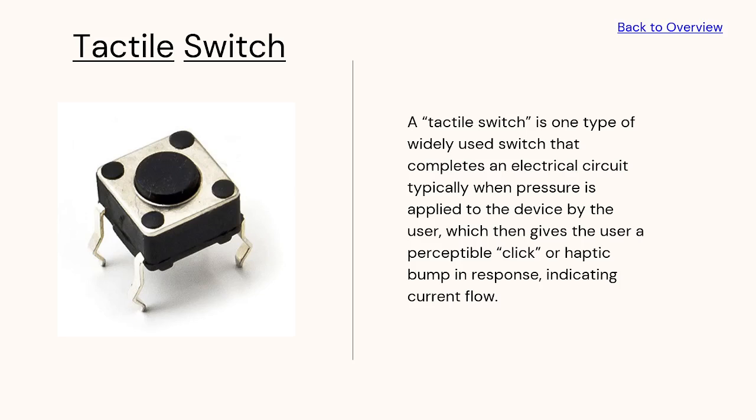Next, the tactile switch. It is one type of widely used switch, a switch that completes an electrical circuit typically when pressure is applied to the device by the user, which is then given as a user-perceptible click or haptic bump in response, indicating the current flow. When pressure is given, the current flow is indicated by using a tactile switch, like a switch's on and off condition, by giving a click.